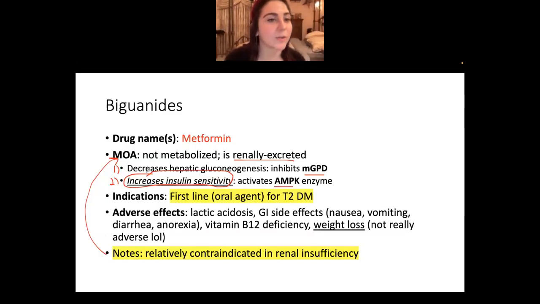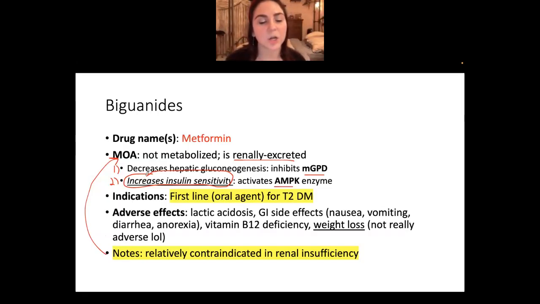So, indications: this is your first line. It's always important to know the first line. When we talk about the lipid drugs at the end, statins are your first line. You know that. They really won't ask you what drug to give this patient. They usually won't do that, but if they were to, it would be metformin for type 2 diabetes unless they have some sort of renal issue, and it's going to be statins for your lipid lowering agents unless there's some sort of contraindication. So it's your first line oral agent for type 2 diabetes.